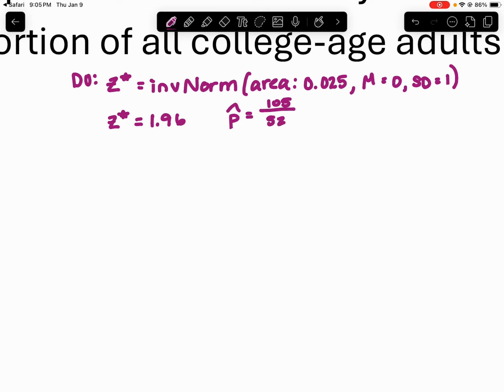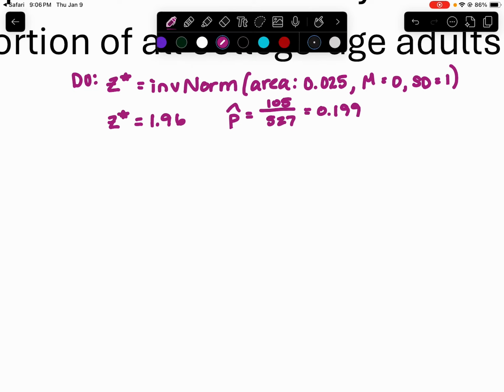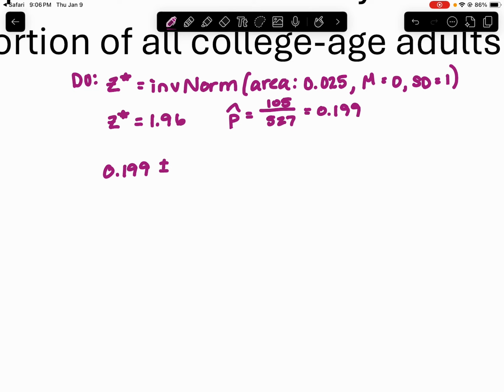All right, so now that we have that value, we also know our p hat value is 105 over 527. There were 105 people who said they were going to purchase the Mac out of a total of 527. So that value is 0.199. Just taking those values, it makes our formula a little bit easier. So our p hat value, 0.199, plus or minus my z-star value of 1.96 times the square root of 0.199 times 1 minus 0.199, all over 527.